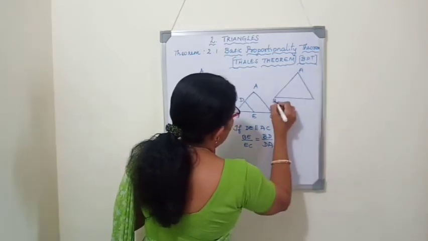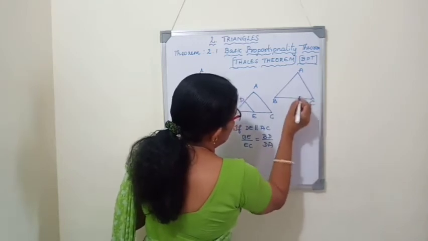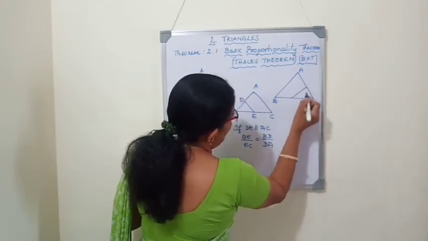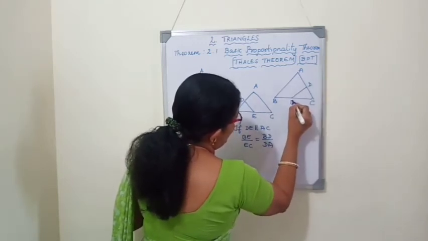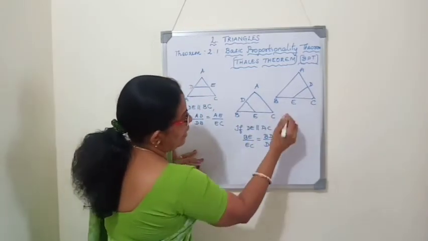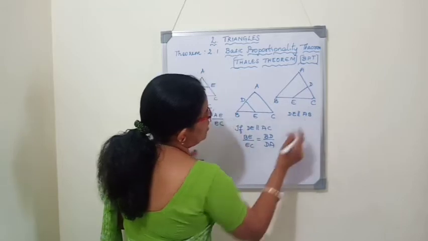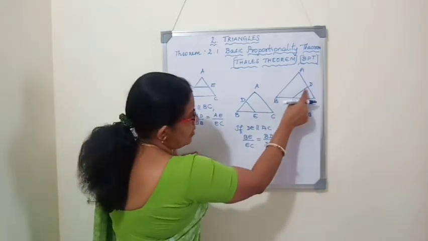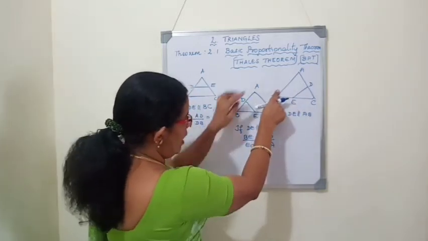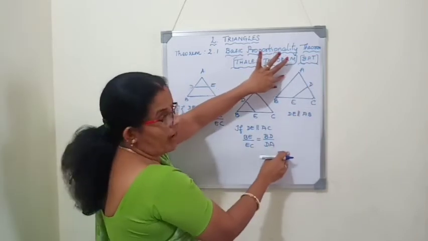Same name, I will write ABC. Now we'll draw a line which is parallel to AB. So now the line DE is parallel to AB. Now how can we say the ratio? As the line DE is parallel to AB, the other two sides will be divided in the same ratio.